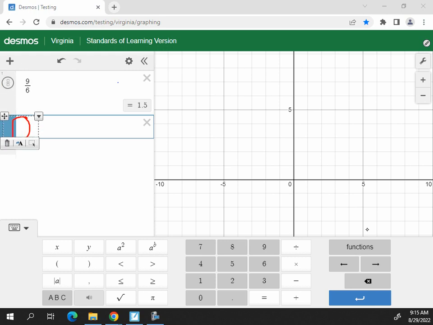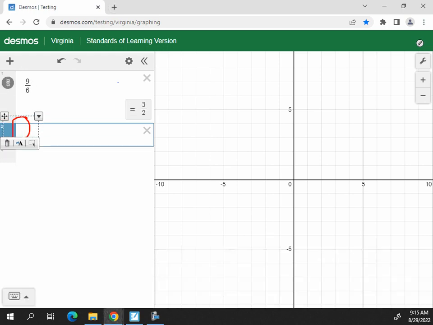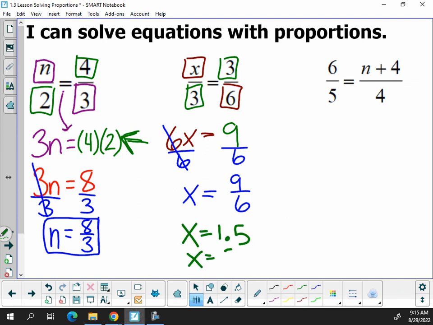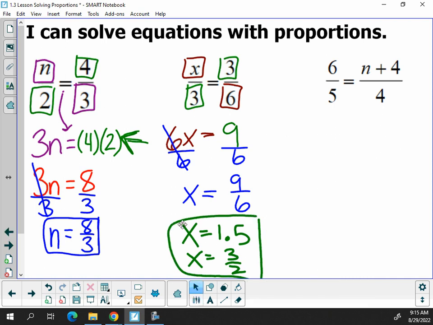And I'm going to have to move my pen, and it will change that into a fraction that is simplified. So our answer could be 1.5, or it could be 3 over 2. Both answers are acceptable. What we don't want to do is leave it as 9 over 6, because we have to get comfortable with simplifying fractions. That's the right thing to do.